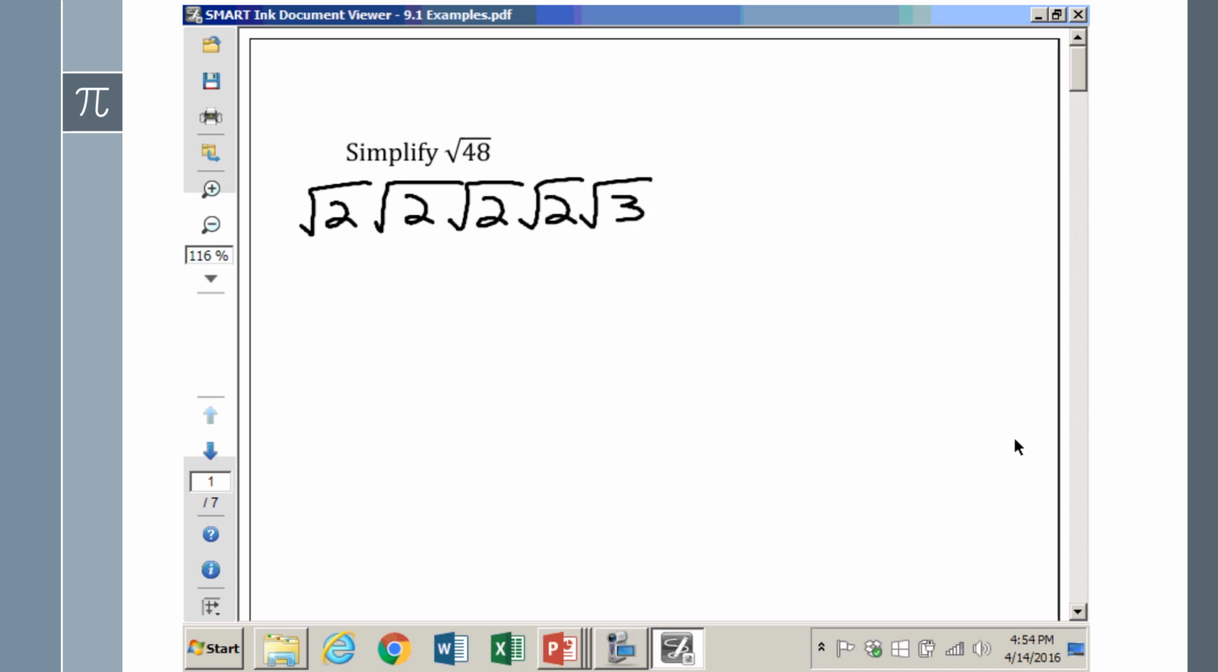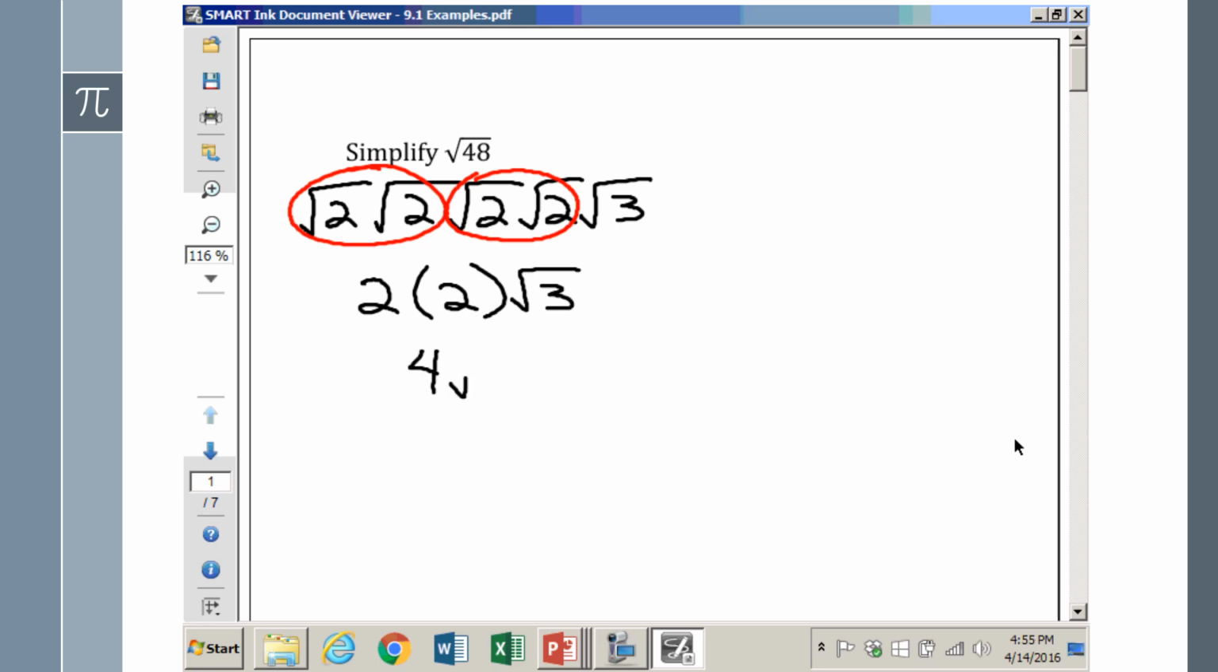Since we are solving for squares, we're looking for pairs. And so in this case, we take the square root of 2 times the square root of 2, and the square root of 2 and the square root of 2. Those are going to match up so that we end up with 2 times 2 times the square root of 3, which in simplified form is 4 times the square root of 3.